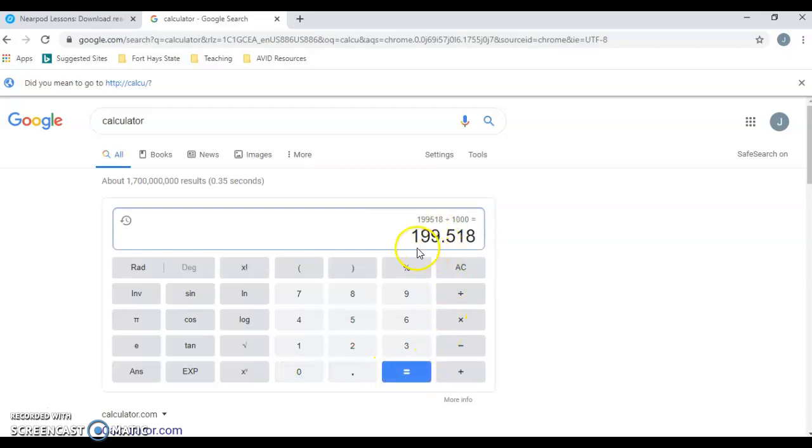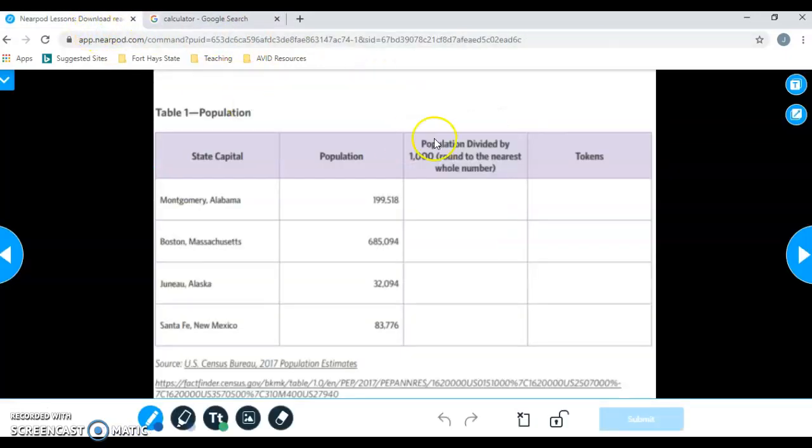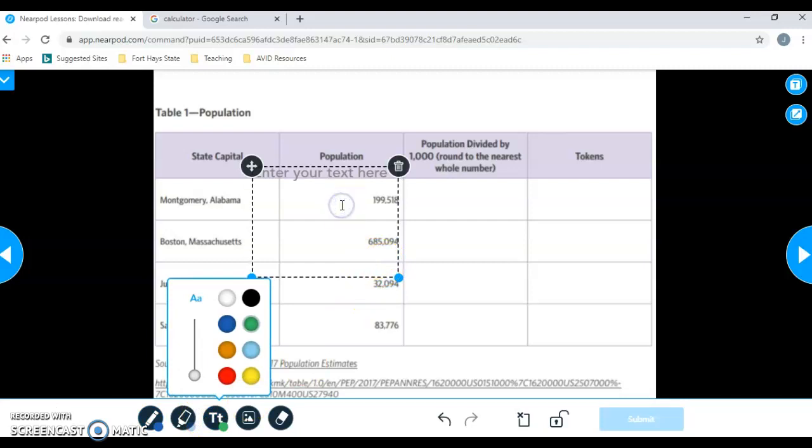The number that it gives you is 199.5. When you go to the nearest whole number, that will be 200. So you can add a text box of 200 there.